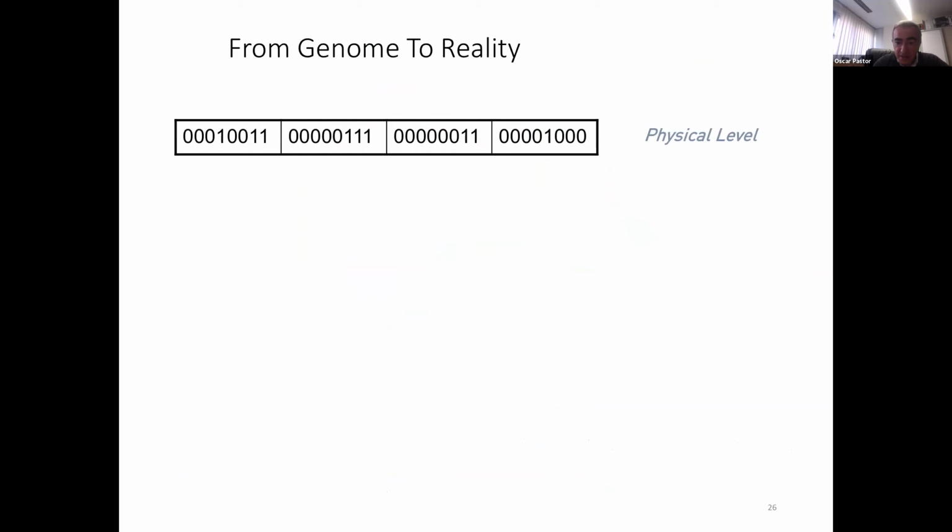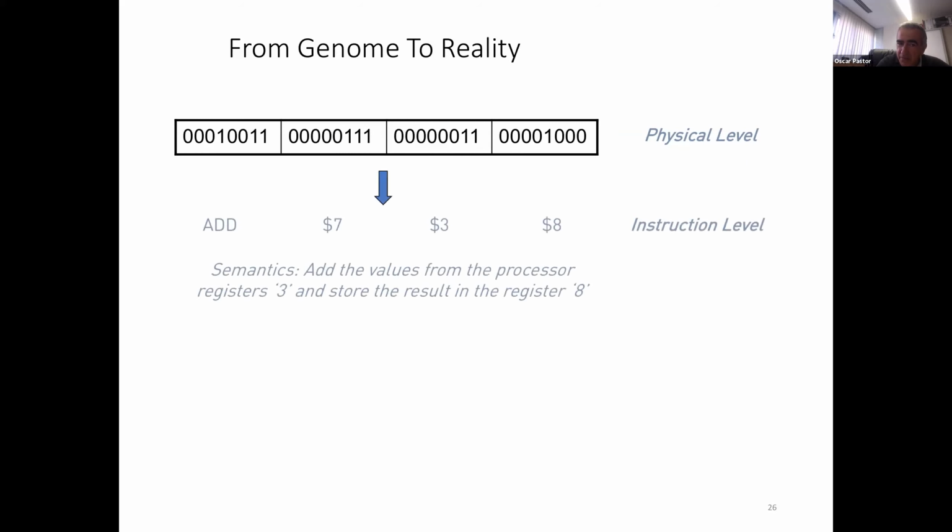Let me now share a very simple example. I do this game with my master students. They are master students in computer science, and I tell them, okay, you have this binary code, and you are a master student. You should tell me, what is this about? What is this sequence of zeros and ones saying? Of course, it's a tricky question because it's almost impossible to answer. But I tell them, okay, let me give you a clue. This is the result of compiling this instruction in assembler: add the values from the processor registers 3 and store the result in the register 8.